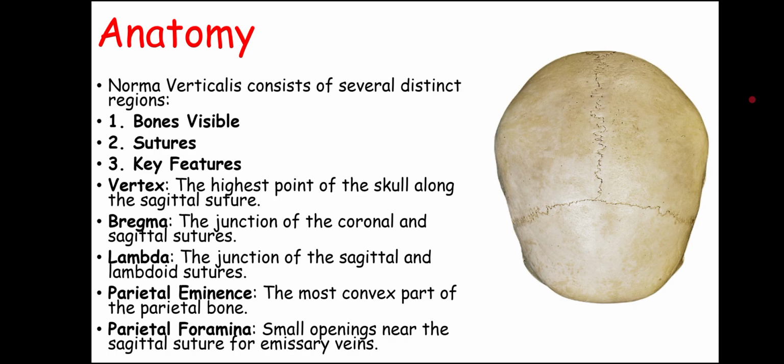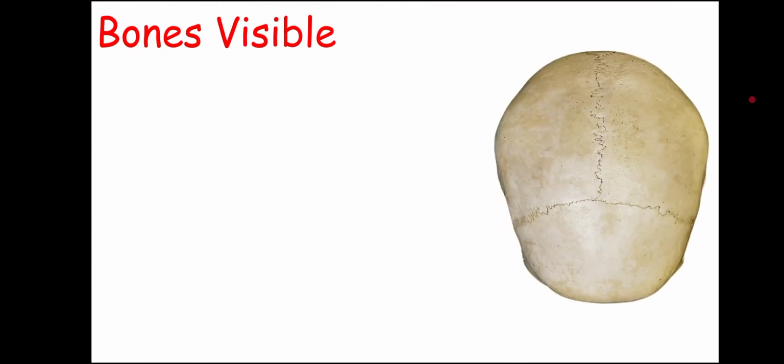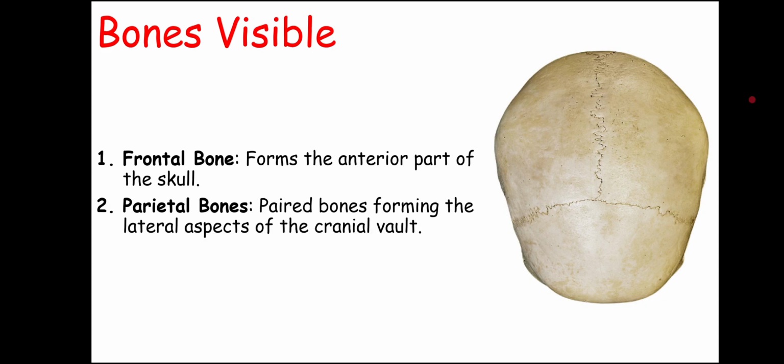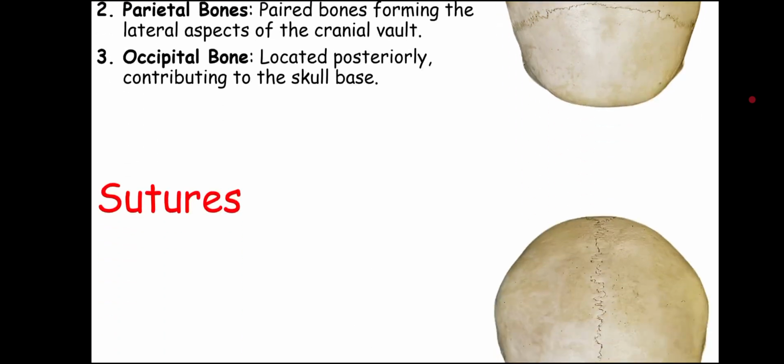Now we will talk about the bones visible from Norma verticalis, and then we will talk about the sutures of Norma verticalis, as they are really important. First we will talk about the bones visible from Norma verticalis. They are the frontal bone that forms the anterior part of the skull, and the parietal bones that are the paired bones forming the lateral aspect and superior aspect of the cranial vault. And they also include the occipital bone that is located posteriorly, contributing to the skull base.